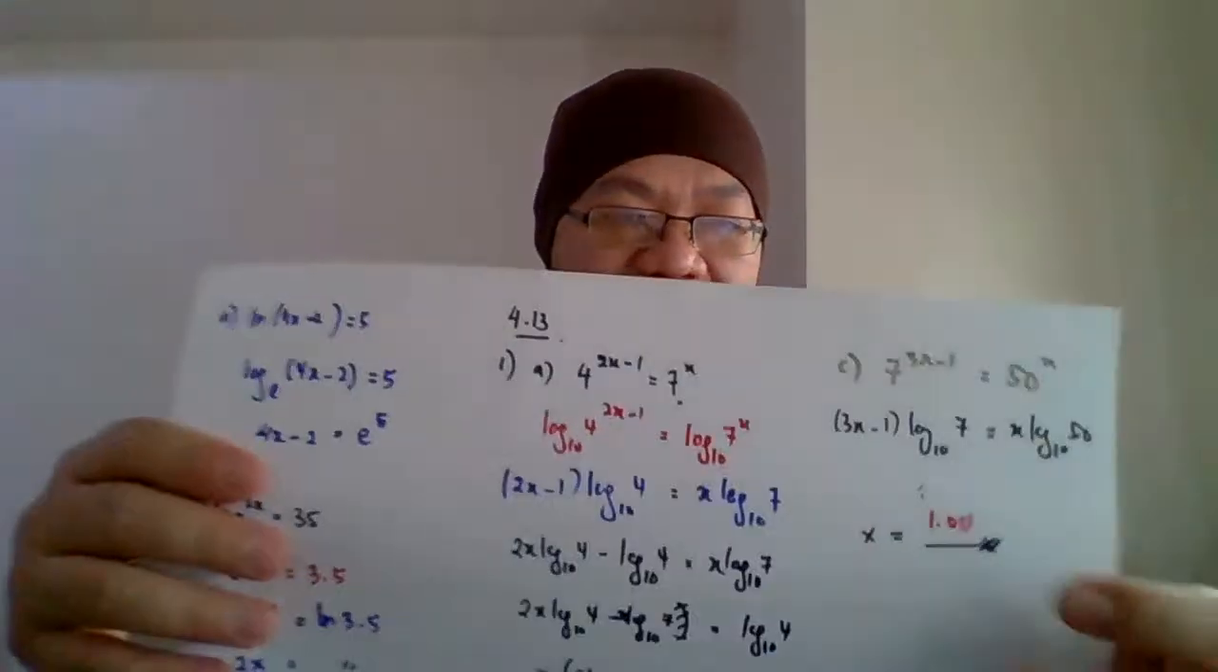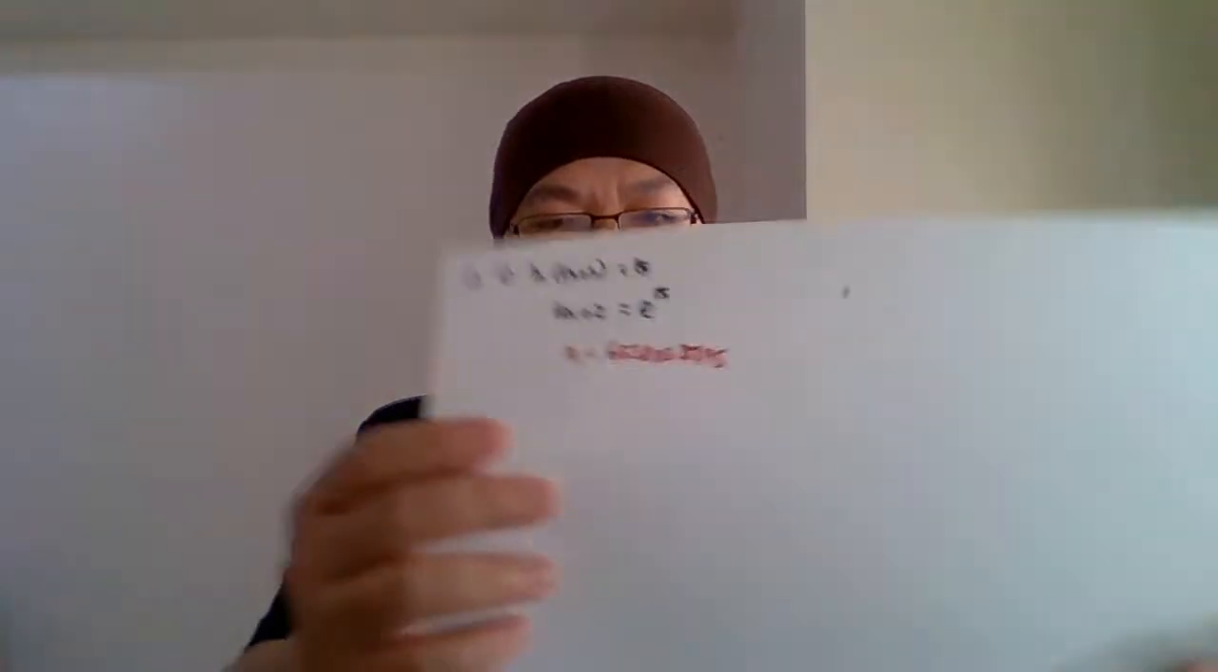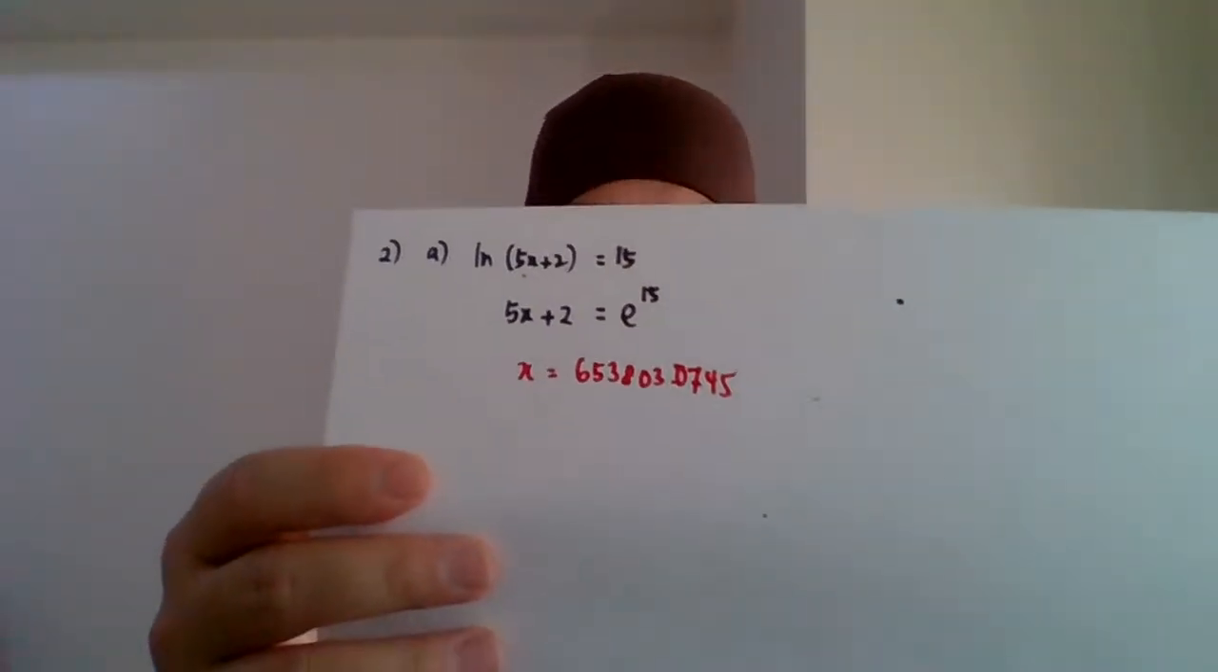Okay. For number 1C, this is the answer. Round off to 3 decimal places. Now, 2A is settled, but you need to round off the final answer here. Okay. How about 2E, 2C?